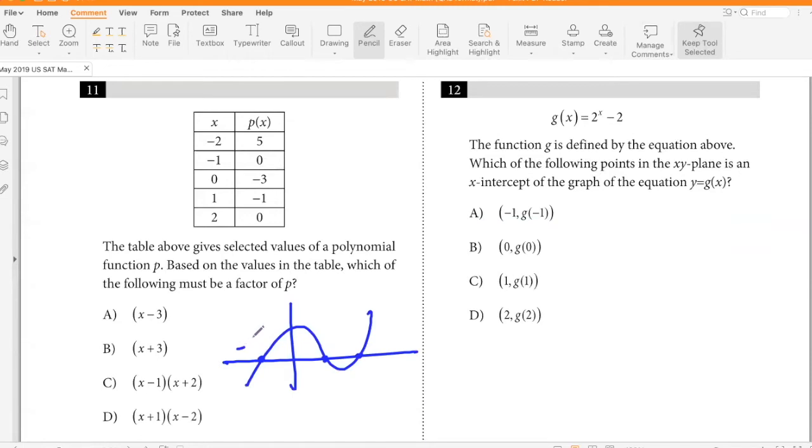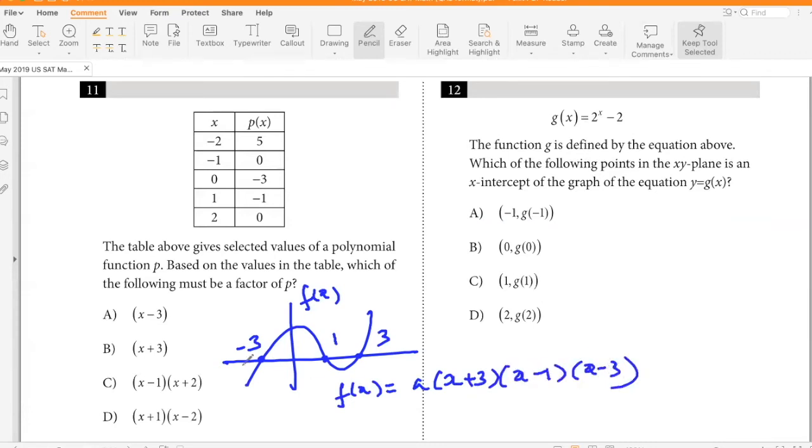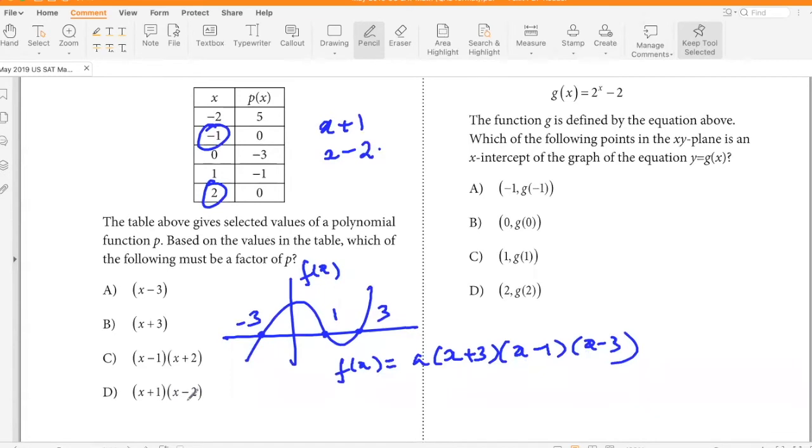So for example, let's say this is -3, 1, and 3. Then the factors of, let's say this is f(x), the factors of this would be x plus 3, x minus 1, and x minus 3, right? Because those are the x-intercepts. So here the x-intercepts are -1 and 2. So x plus 1 and x minus 2 would be factors. x plus 1 times x minus 2, D.